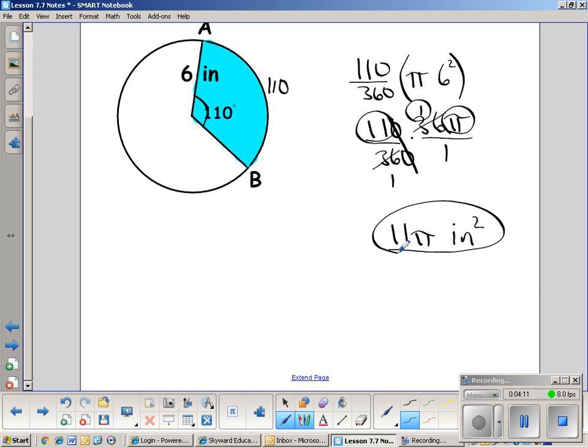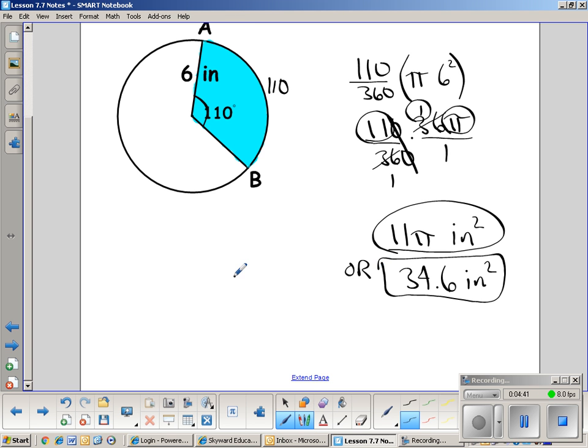And then we probably get around 36, 37. 34.6. Oh, 34.6. If they say to round, then you would do this. If they say in terms of pi, then you leave it as 11 pi inches squared. Okay?